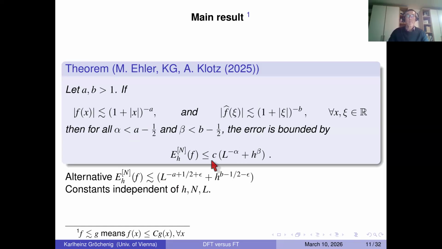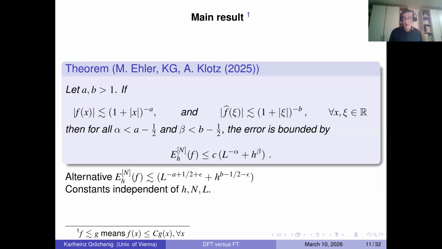The constant here will depend on the epsilon or on which alpha we choose, but it's independent of the discretization procedure. And if I don't want to write the constant all the time, I use the less-than-tilde notation. This symbol means f of x is less than or equal to some constant times 1 plus |x| to the negative a for all x. So decay on the function and on the Fourier transform implies an error estimate.